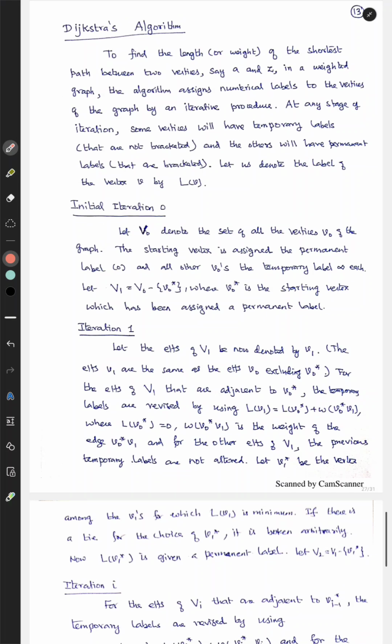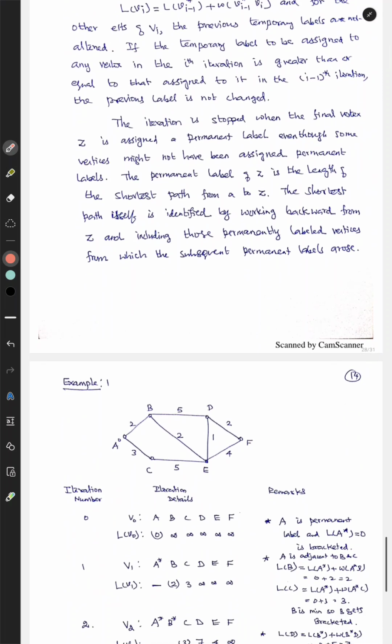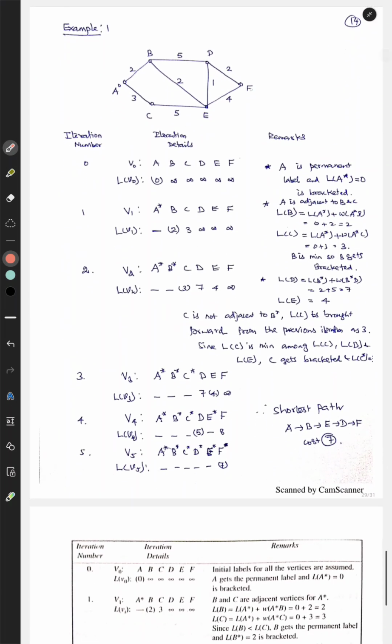We have an algorithm called Dijkstra's algorithm to find such a shortest path between a pair of vertices. It's an iterative procedure, which I will explain with an example. You have this particular weighted graph. There are 6 vertices and these edges, and the edges have numbers associated with them. These are not labels, these are the weights, 2, 5, 2, etc.